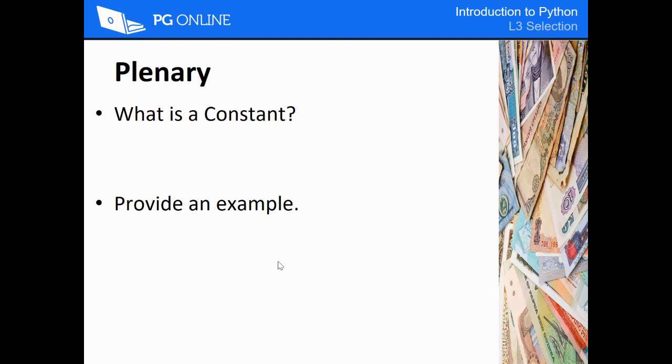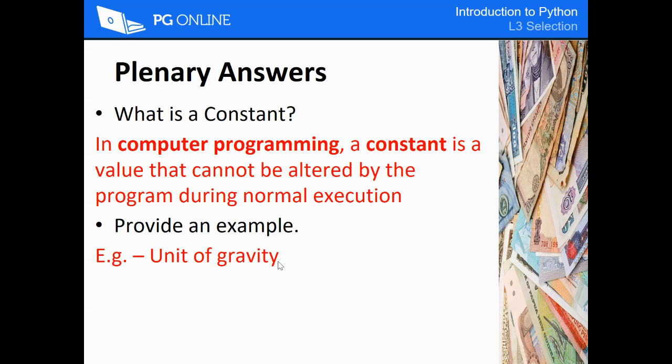For your plenary, answer the following two questions: what is a constant, and provide a variable. Spend two or three minutes answering these two questions. In a computer program, a constant is a value that cannot be altered by the program during normal execution. For example, the unit of gravity or the value of pi. These are constants because they'll never change.